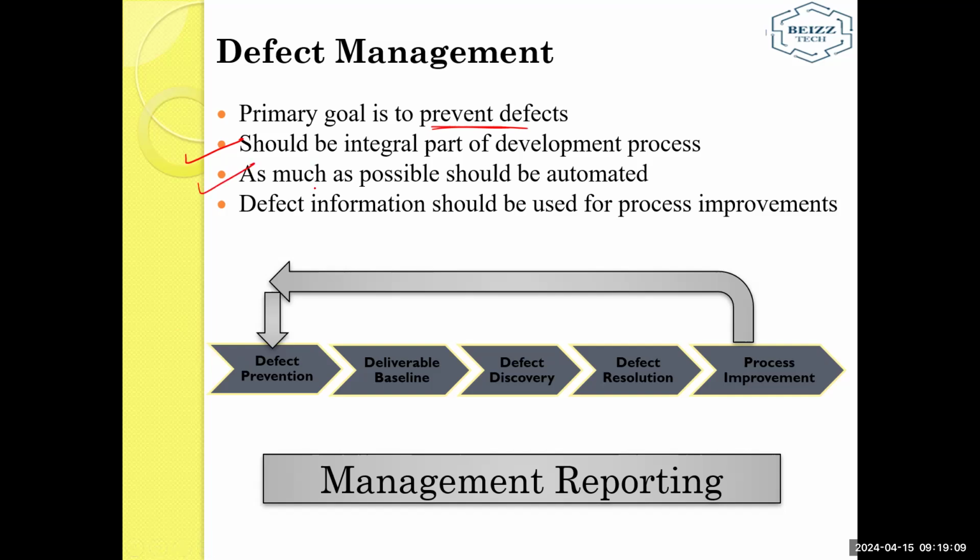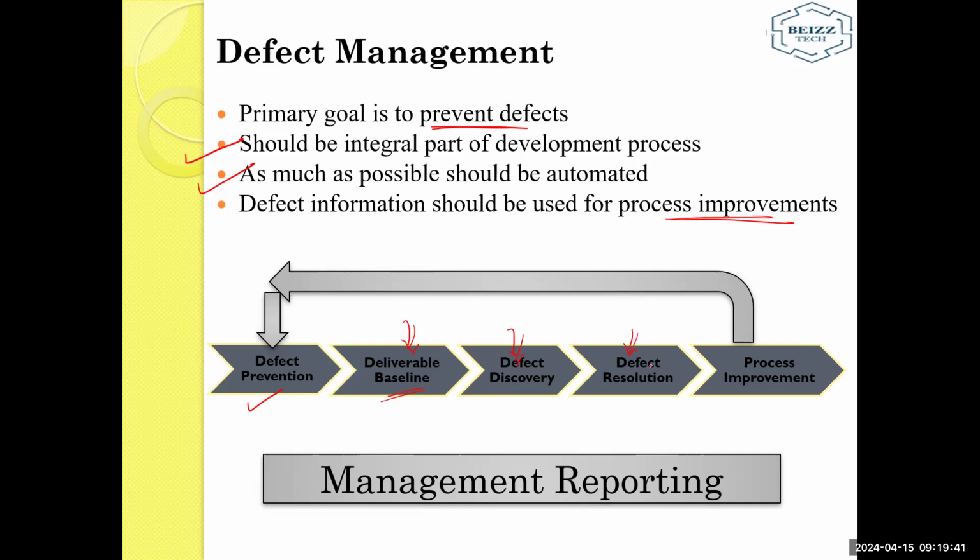Yes, possible. But how exactly is the process managed? We need to understand that thing. So defect information should be used for process improvement, guys. Okay. How exactly can we improve the process? Let's see. Primary goal is to prevent the defect. Then for every phase, we need to make sure that deliverables are baselined. So deliverables means all the documents coming from every phase of the development cycle. And we need to make sure that it is baselined, right? It is stable.